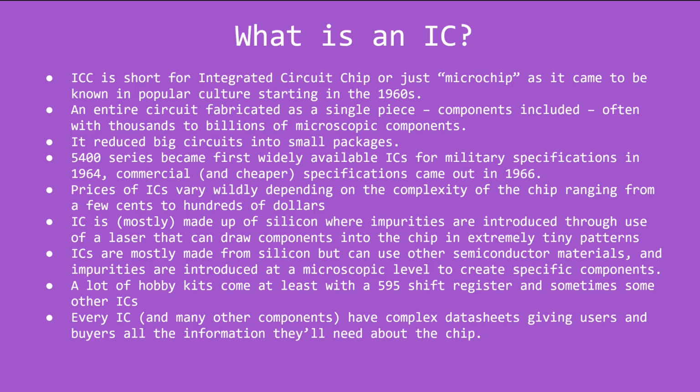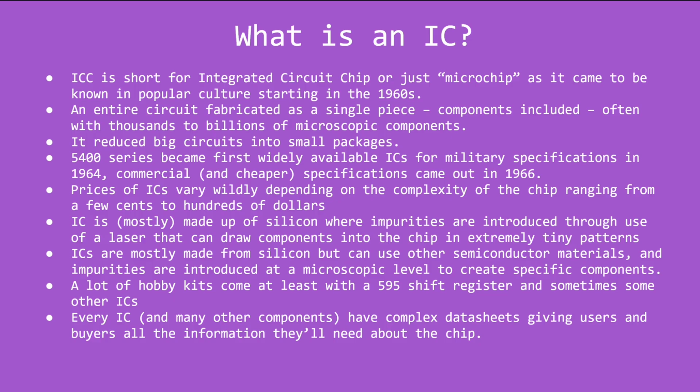Both of them are still in wide production, although some of the materials and methods for their production have been updated through the years. The price of an IC can wildly vary from pennies to hundreds of dollars, depending on the chip, because we're talking about a lot of different components. An IC is mostly made of silicon, where impurities are introduced to draw individual components in extremely tiny patterns.